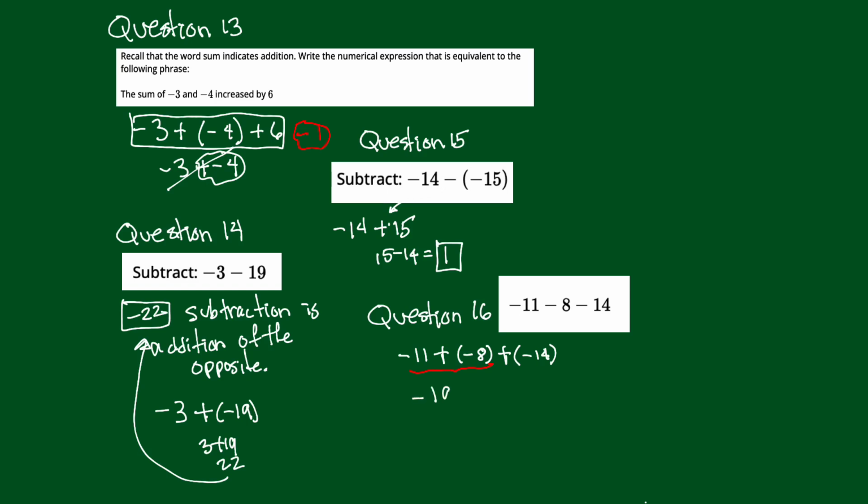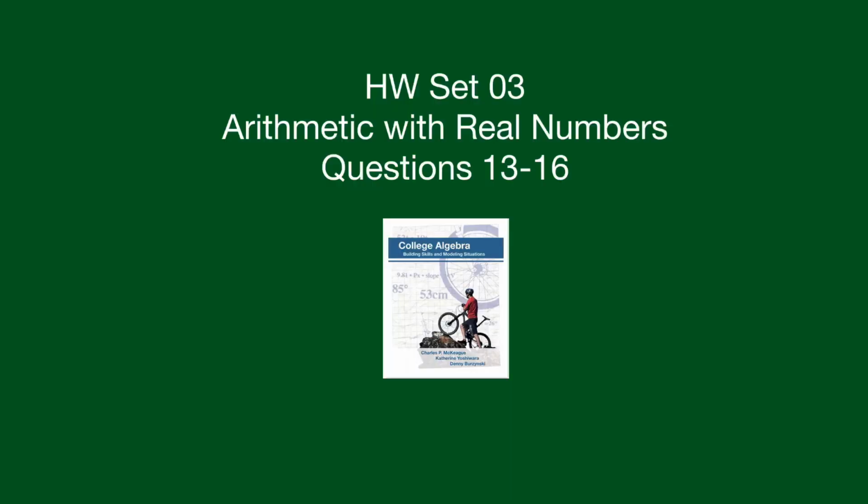19, and then I still have to add that negative 14. But now again, I'm adding two numbers with the same sign, right? Both of them are negative. So add the absolute values. Absolute value of negative 19 is 19. Absolute value of negative 14 is 14. So 19 and 14 is 33. And then use the common sign. Both of them are negative, so I'll use a negative. And that finishes off our set 3, questions 13, 14, 15, and 16.